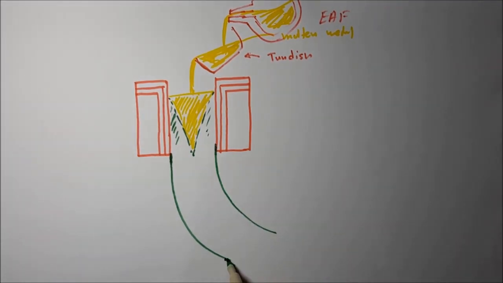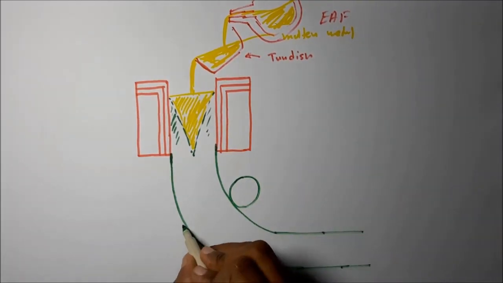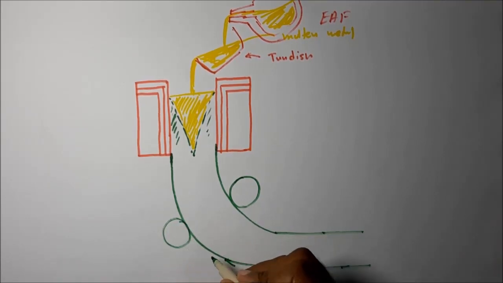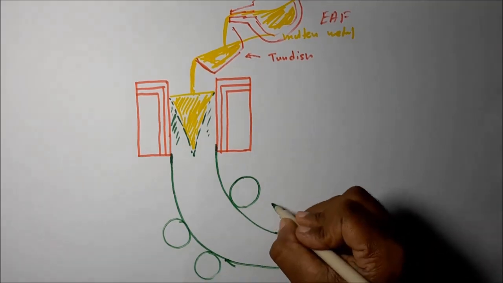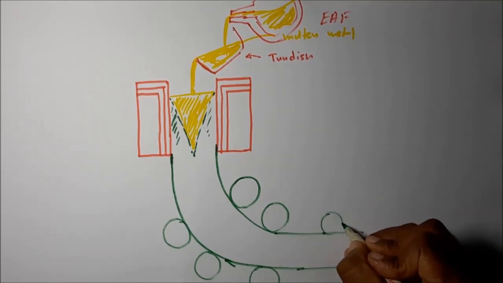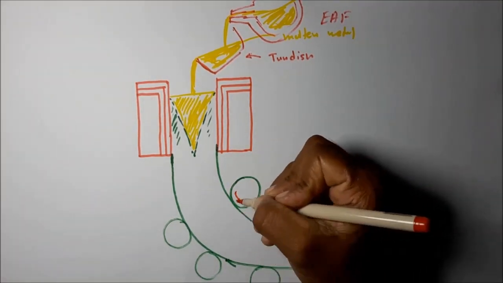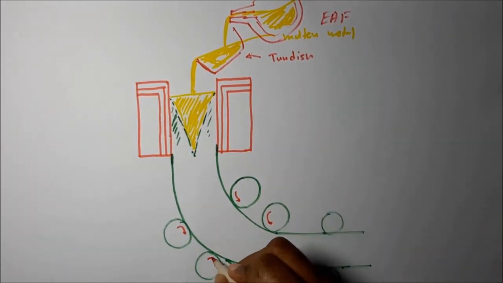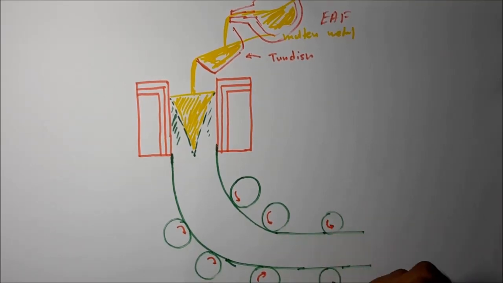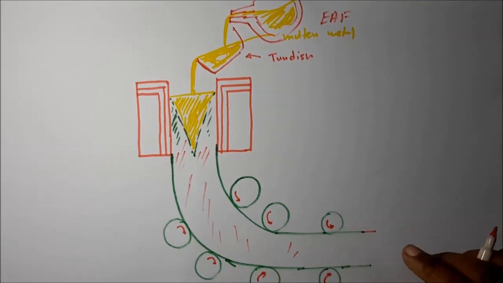Then this one passes through a set of rollers to get the required output shape. Heavy rollers are there, a set of rollers rotating in this direction. Each roller has to synchronize with the speeds. So what happens, this area is solidified, so then the solidified part can be taken out. It passes through the set of rollers.